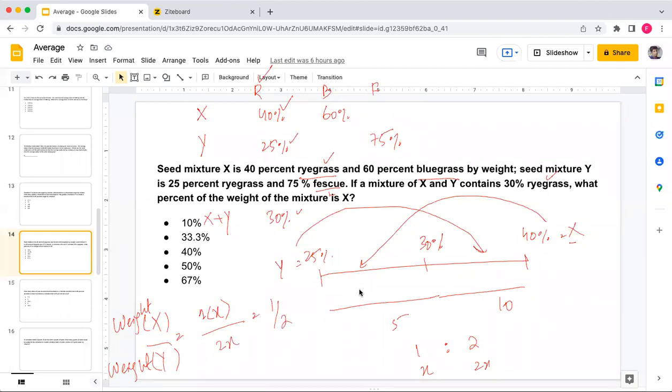Now, what the question is actually asking is, what percent of the weight of the mixture is X? So if this is X, this is 2X, the total is X plus 2X, which is 3X. And the question is asking what percent of the mixture is X. So X is how much? X is 1 and the total we have is 3. Multiply by 100, which is 33.3%.